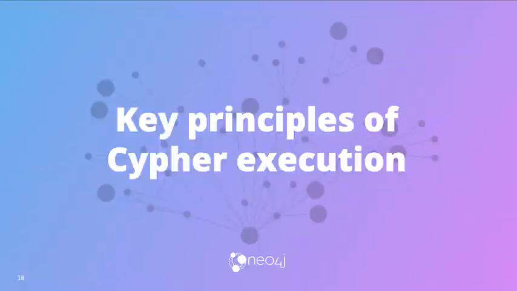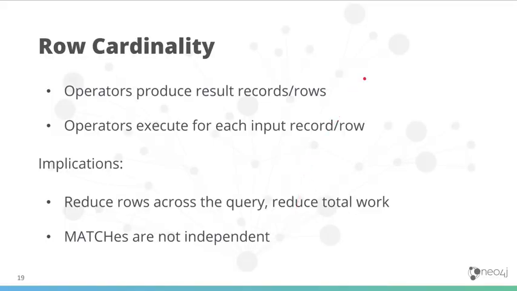Which brings us to key principles of Cypher execution. Topmost is row cardinality. This is where many people trip, whether it's enterprise customers or even journeymen or veterans. Operators produce results in records or rows, and we saw that in the last diagram. The key here is that operators execute for each input record or row. The implication is that the more rows there are, the more work is being done. So if you reduce the rows across the query, you reduce total work. The other implication is that matches are not independent, and that's a tripping point for our novice Cypher users.